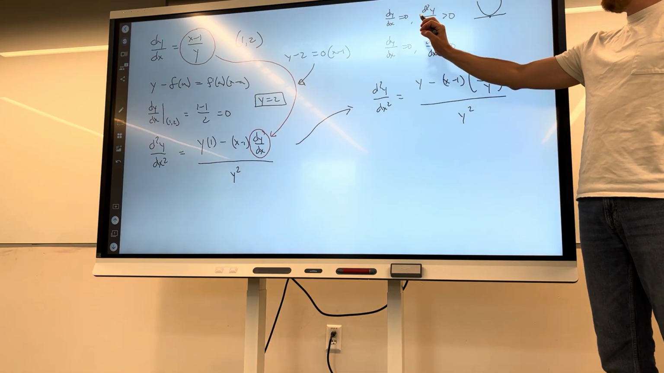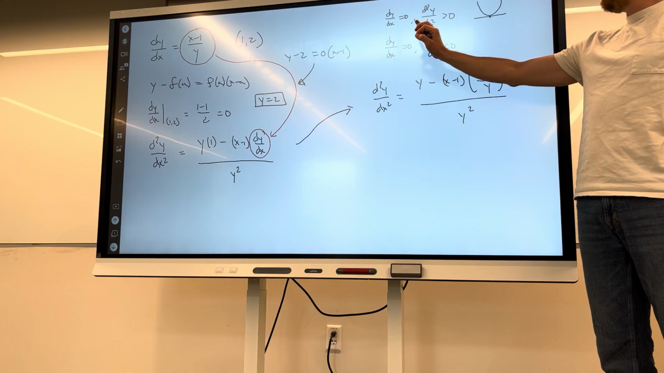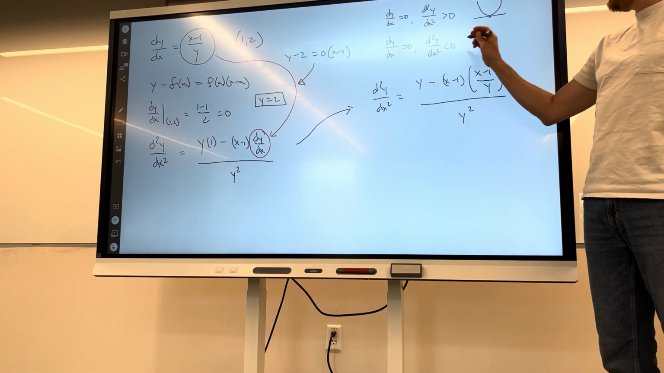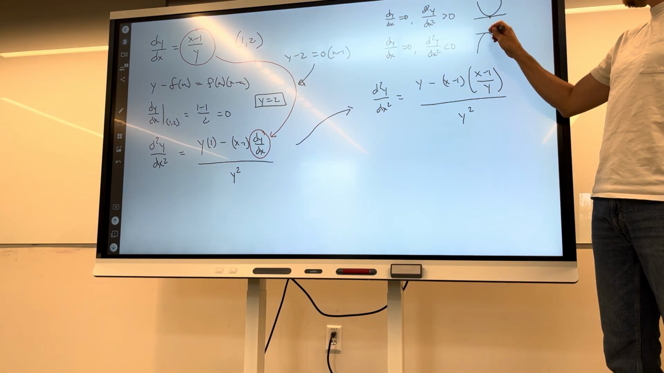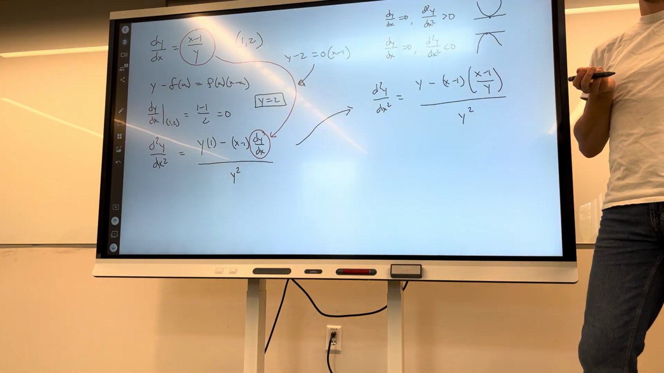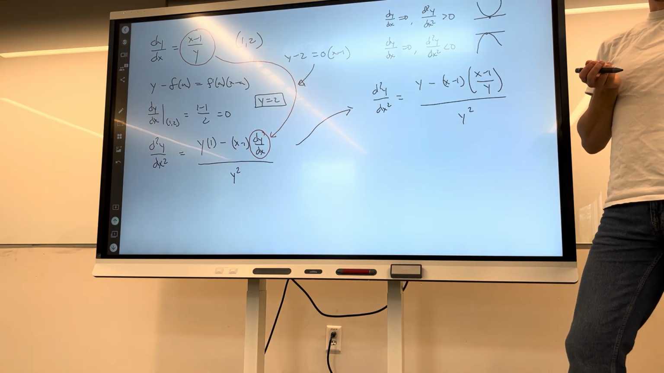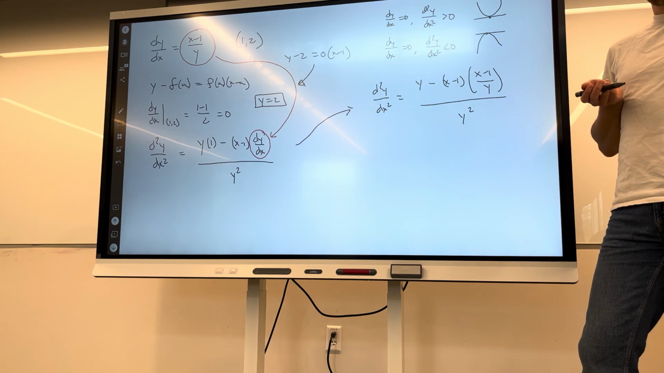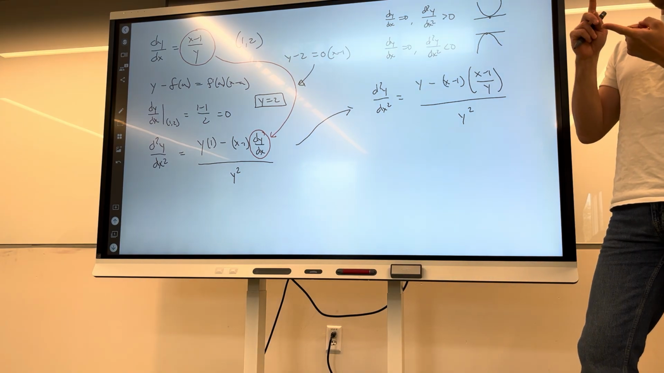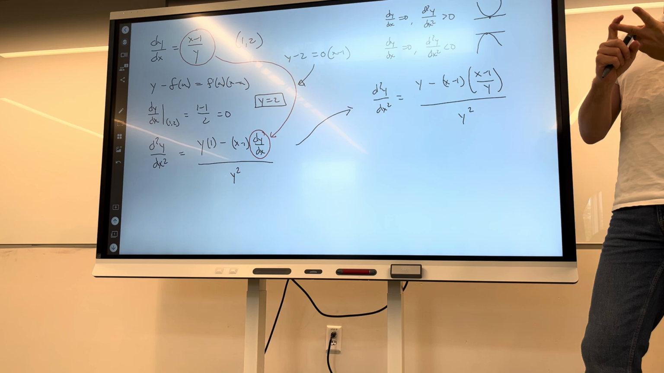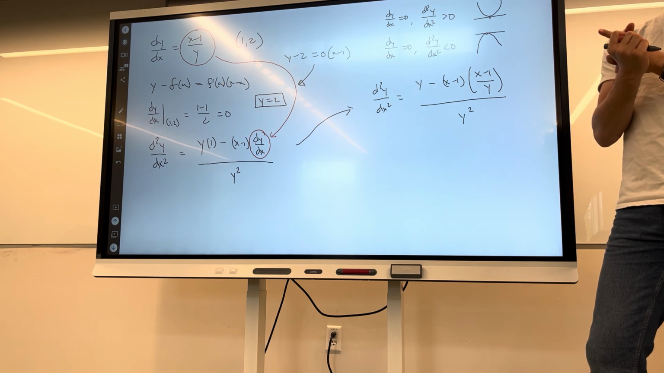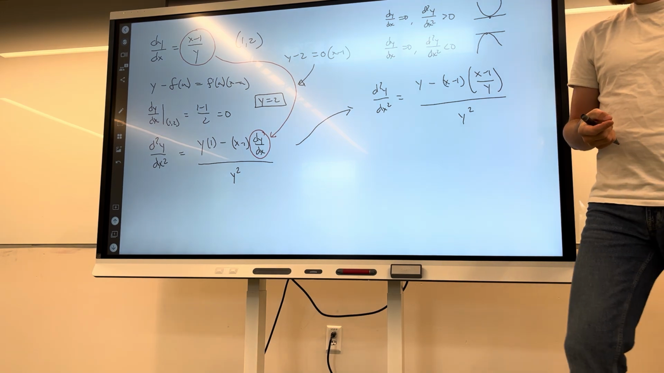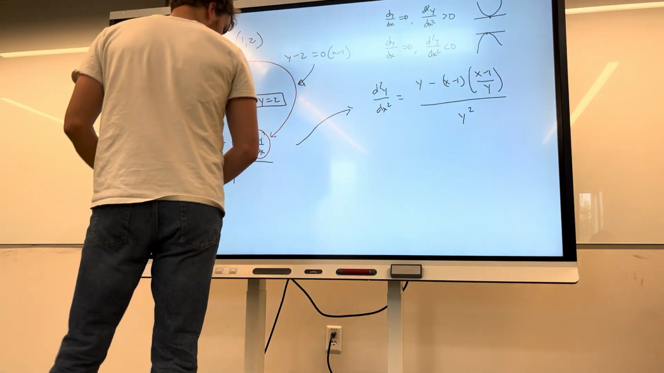And then if the slope is 0 and the second derivative is negative, that looks like this. So that gives you a maximum, right? So that's just a reminder of the second derivative test. So we basically need to check at this point, is our slope 0? And is the second derivative positive or negative? So let's do that.